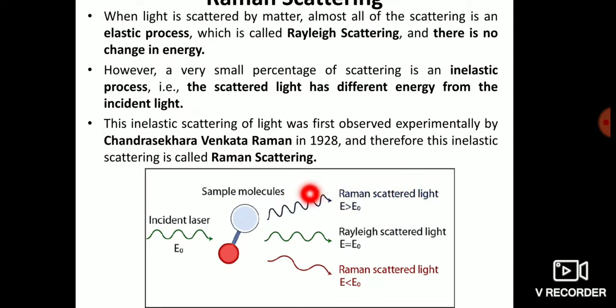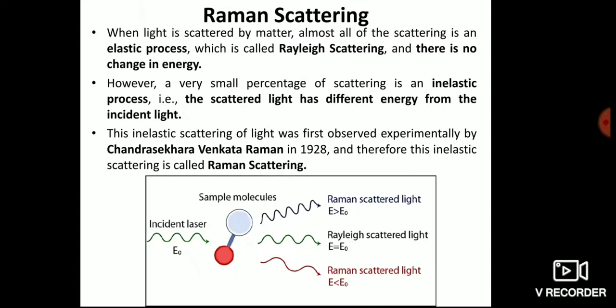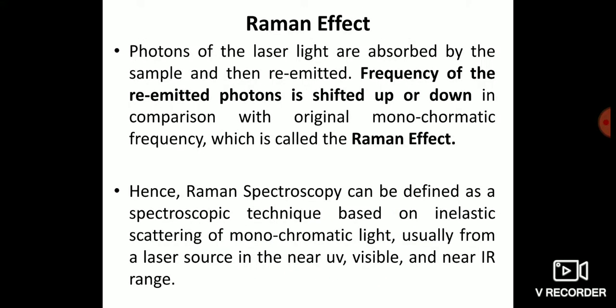Therefore this inelastic scattering is also known as Raman scattering. C.V. Raman discovered it. It was first experimentally observed by C.V. Raman, and that is why it is known as Raman scattering. So in this slide we have discussed what Raman scattering is. This shift is also known as the Raman effect, right? So let us talk about the Raman effect now.